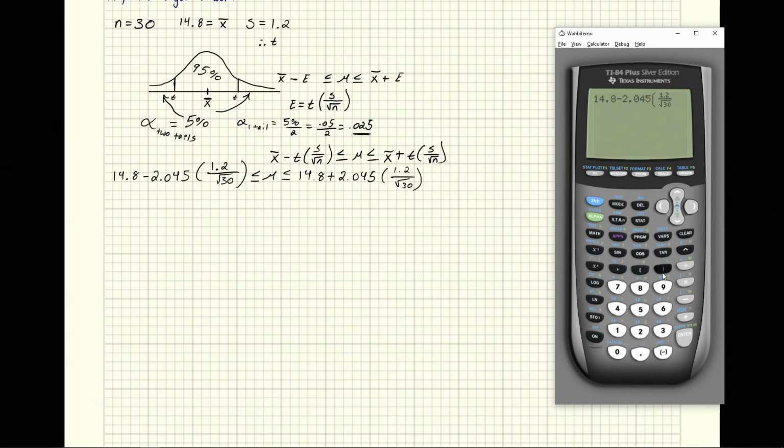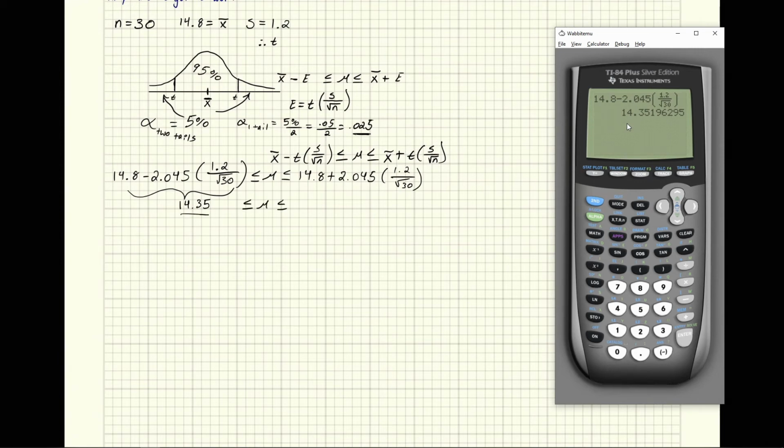And you see we're over here. So now we can close the parenthesis and hit enter. So that's our lower value. So this whole thing right here becomes 14.35. And then we have our true mean.